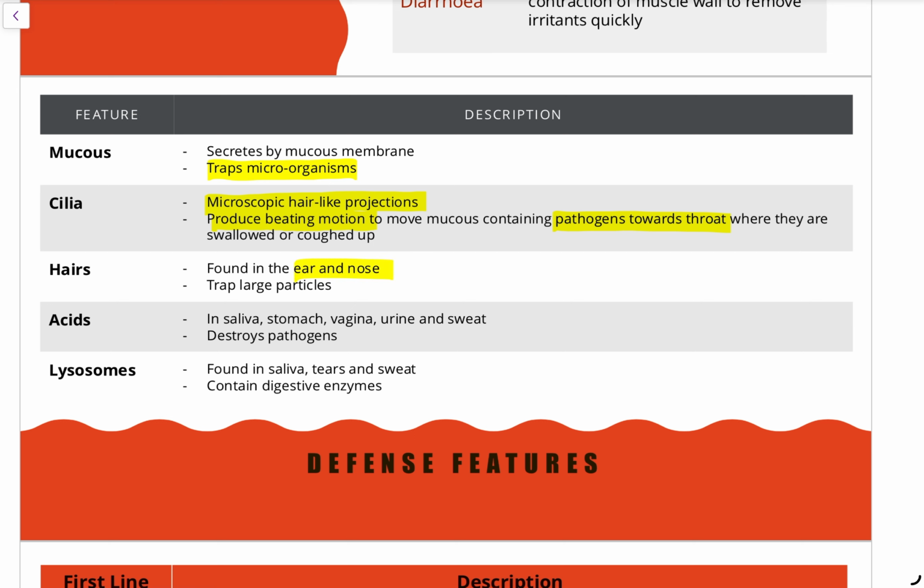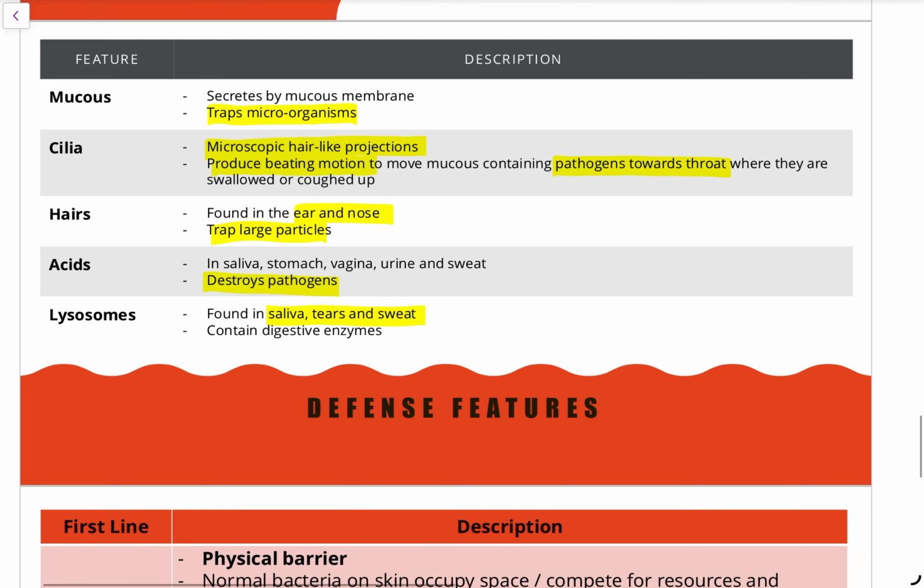Hairs, normally found in the ears and nose, help us to trap really large particles. Acids, you've got some in your saliva, in your stomach, in the vaginal canal, in urine and in sweat, and that's just going to simply destroy any pathogens found there. And finally, lysosomes. Lysosomes are a type of organelle found within saliva, tears and sweat, and they're going to help us with the breakdown of many different kinds of pathogen.